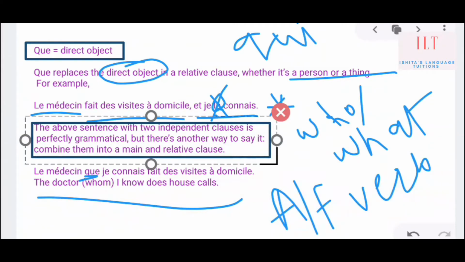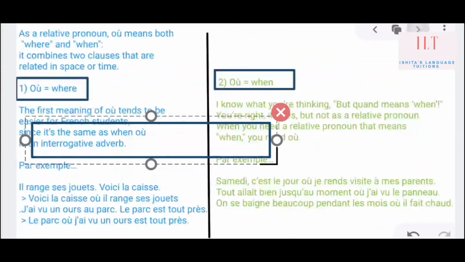The above sentence with two independent clauses is perfectly grammatical, but there's another way to say it, combining them into a main and relative clause. Okay, we already saw it. So this is the difference between qui and que. In the same sentence, we can either replace the subject or replace the direct object. If we are replacing the subject, we use qui. If we are replacing the direct object, we use que. Okay, as simple as that.